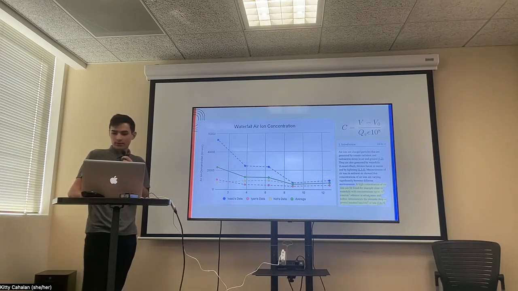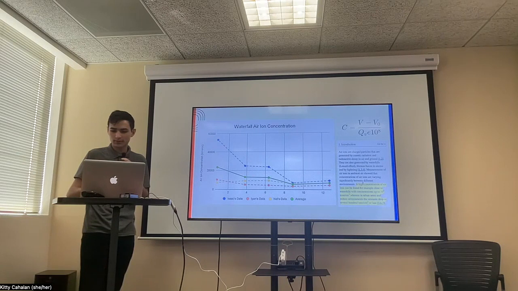Another snippet here is ions can be found at waterfalls because the water hitting each other discharges particles, and that's one of the few places you can get ions, along with places that have pollution. That's why the car exhaust is so full.